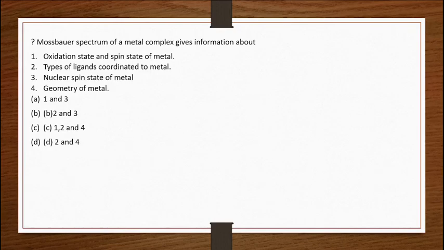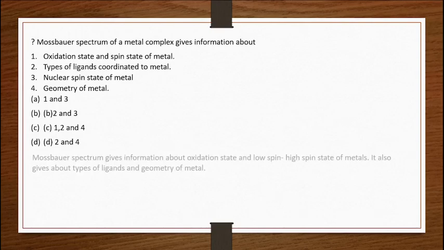So 1, 2 and 4 is the option. So option C is the right answer. Mossbauer spectra give information about the oxidation state, low spin or high spin state, and also the types of ligands and the geometry of the metal.